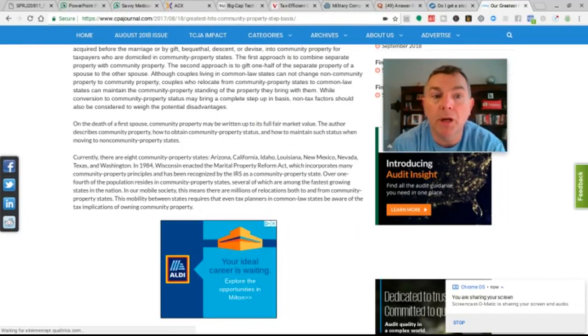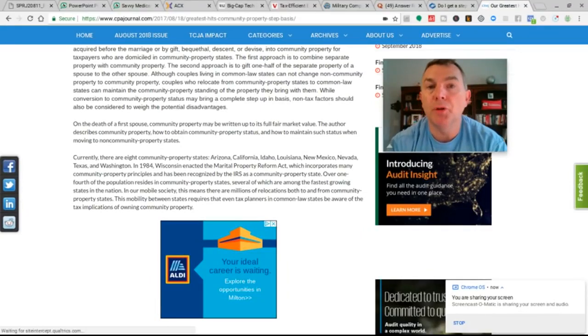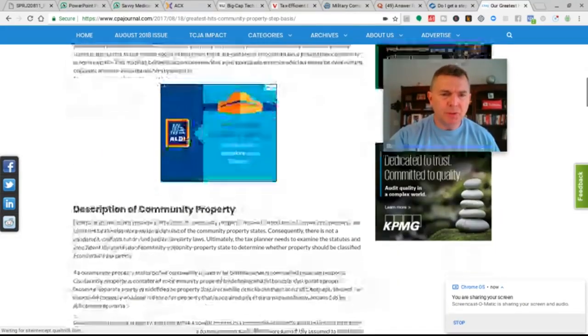So Wisconsin as well. Over 1/4 of the population resides in community property states, several of which are among the fastest growing in the nation: California, Texas, Idaho. In our mobile society, this means there are millions of relocations, both to and from community property states. This mobility between states requires that even planners in common law states be aware of the tax implications of owning community property. All right, so was it this one to give an example?